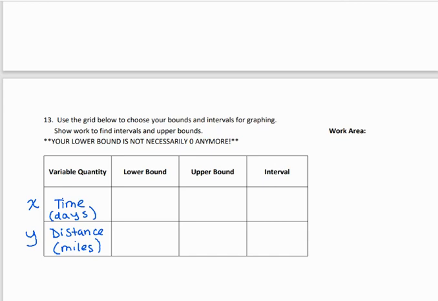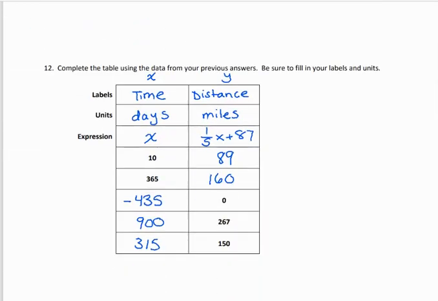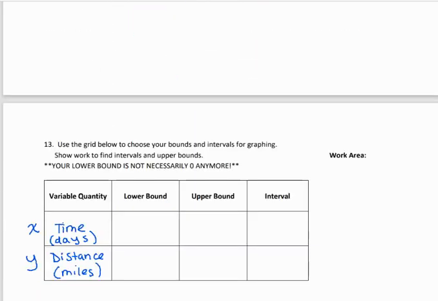Here's what's different. What did we always put for lower bounds before, everybody? Zeros. But let's actually look at our chart. If we look at number 12, what do we now have that exists? Negative numbers. So we're not going to pick 0. We're going to pick that smallest negative number. In this case, for my chart, negative 435 is that smallest number. So negative 435 is my lower bound.